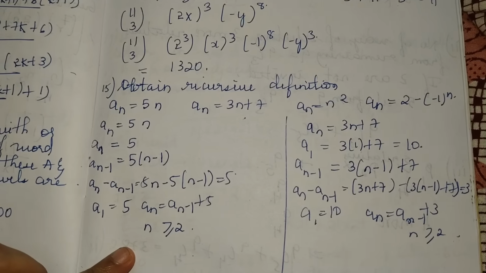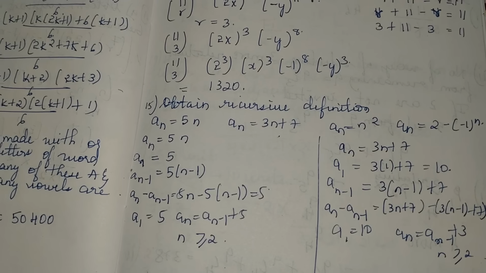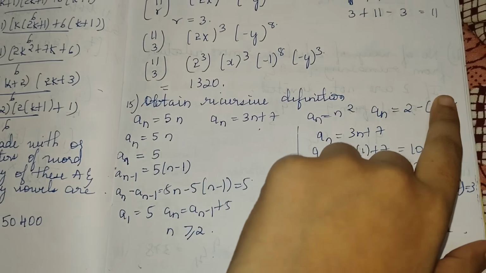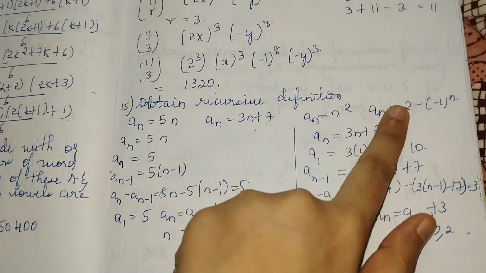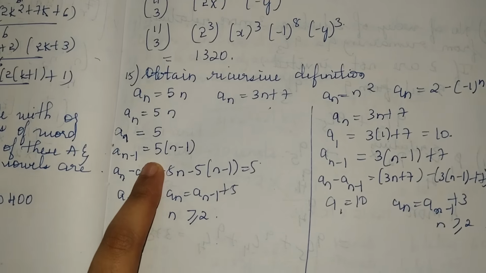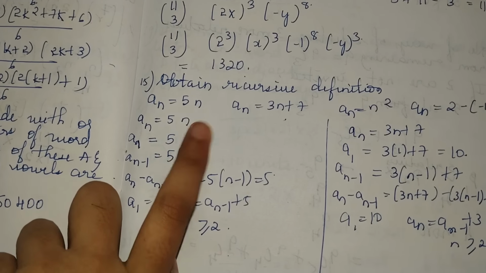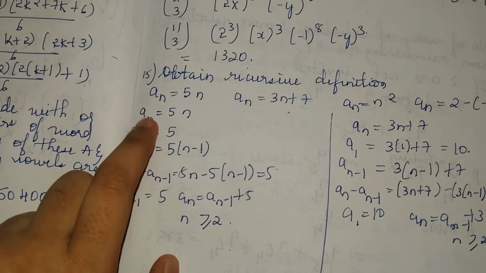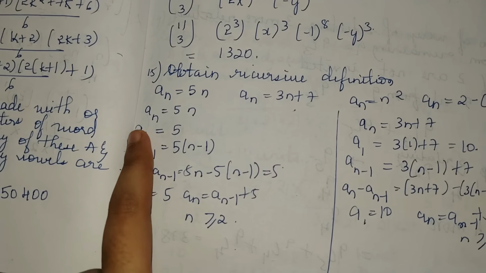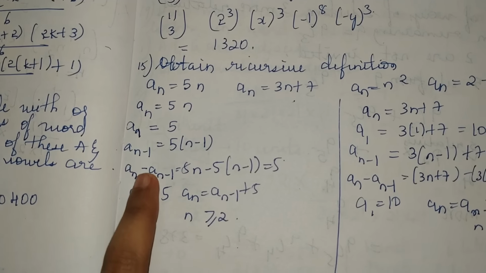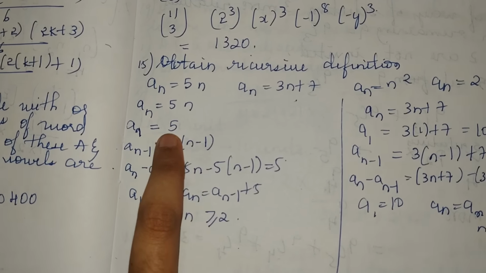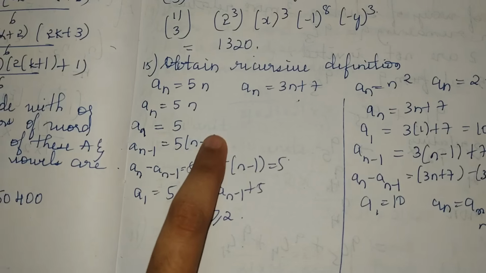Then, obtain the recursive definition. Again, it is very simple. They have given a few equations. I'll give 2 examples, the first 2 I will solve, and the next 2 you have to solve. So concentrate here. a_n equals 5n is the question. First, in place of n I'll substitute 1, and I'll get only 5. Similarly, in place of n I'll substitute n minus 1, and I'll get this.